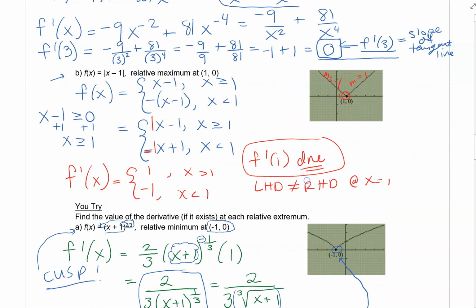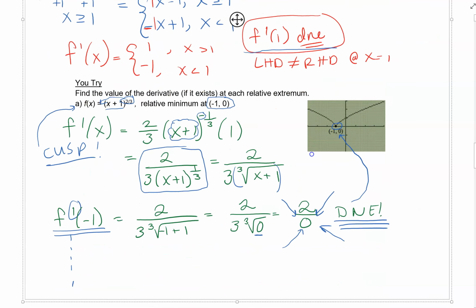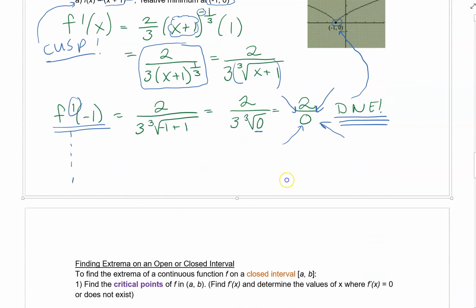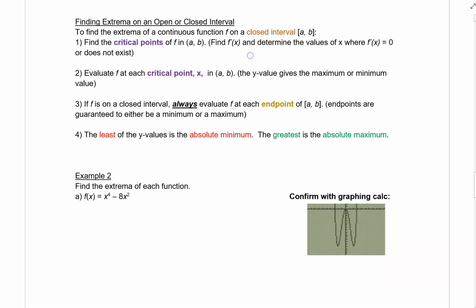Locating sharp turns, you locate where the derivative does not exist. And that is how we find extreme values on an open or closed interval. We start by finding the critical points of f. So again, what are critical points of f? Points that make the derivative either 0 or undefined, does not exist. So we find the derivative and then we determine those values. That helps us locate the critical points.